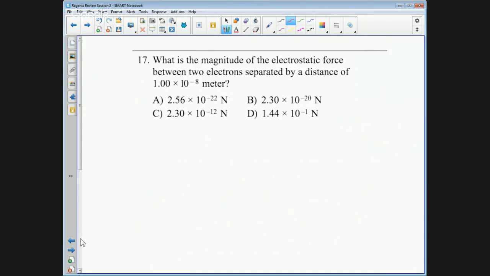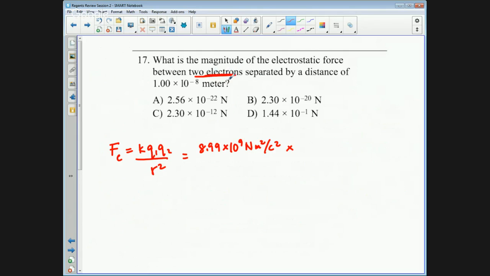Number 17. What is the magnitude of the electrostatic force between 2 electrons separated by a distance of 1 times 10 to the negative 8 meter? This is an easy one. This is Fe equals K times Q1, Q2 over R squared. K is the electrostatic constant. That's on the reference table. It has a value of 8.99 times 10 to the 9 newton meters squared per coulomb squared.